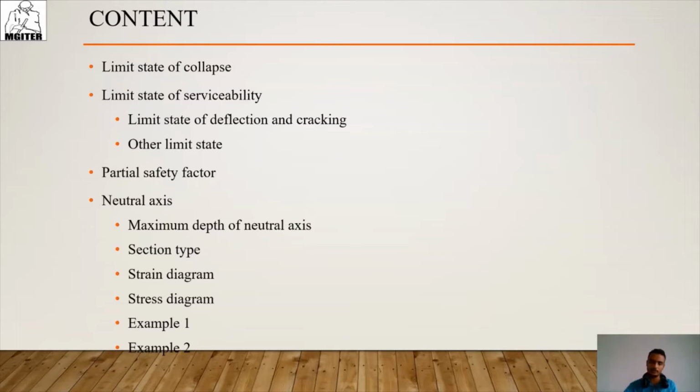First slide is for the contents. In this chapter we will learn the limit state of collapse and limit state of serviceability. In serviceability we have three types of methods: limit state of deflection, limit state of cracking, and other limit states. Then partial safety factor, and the last one is neutral axis. In neutral axis we are going to solve two examples of finding the neutral axis.